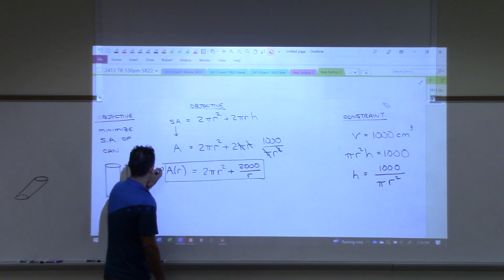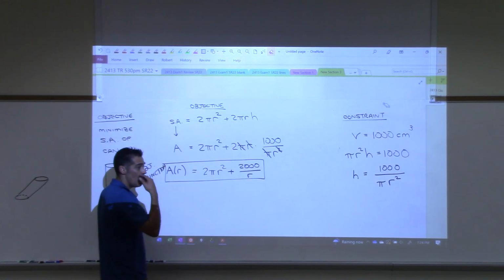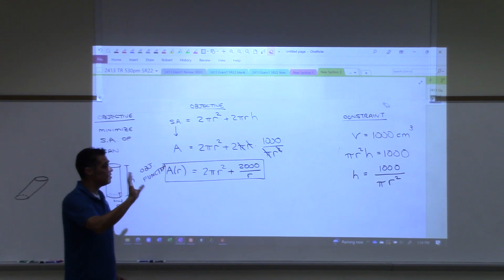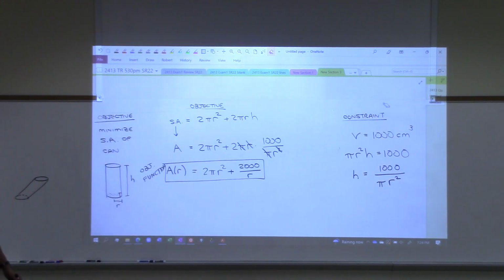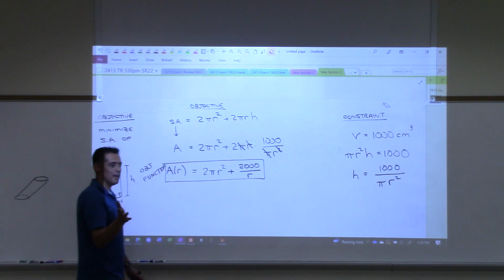Can we divide by 2? No, not yet. If we set things to 0, we can, but we need derivatives first, right? What's the next step? We have the objective function. Now take the derivative. Domain. Is it open or closed, right? What are you going to do?